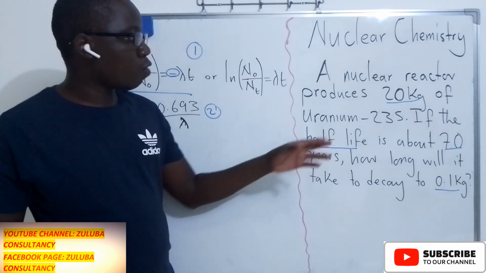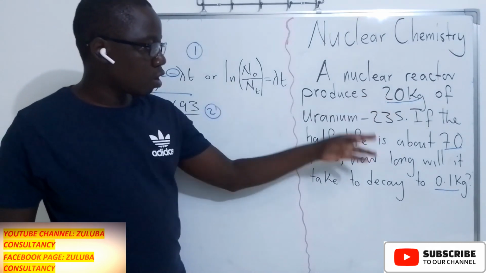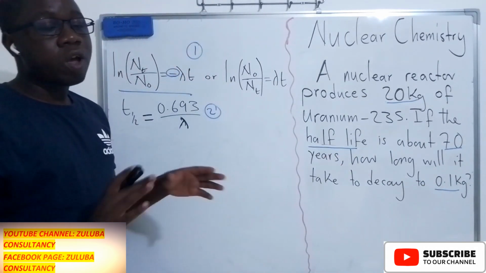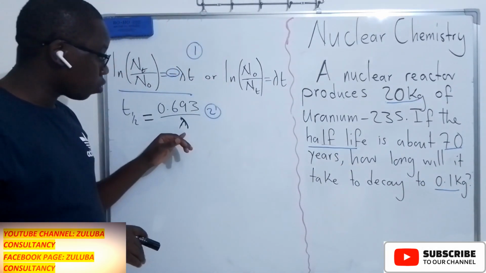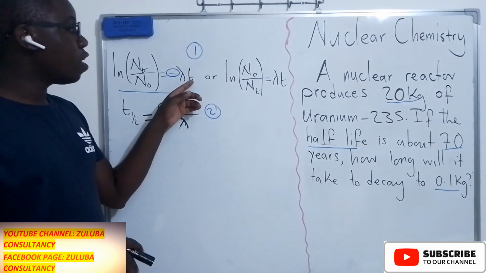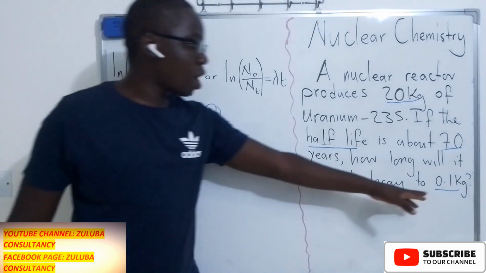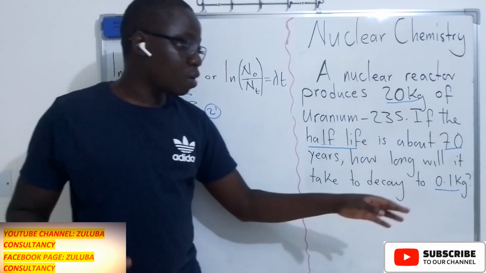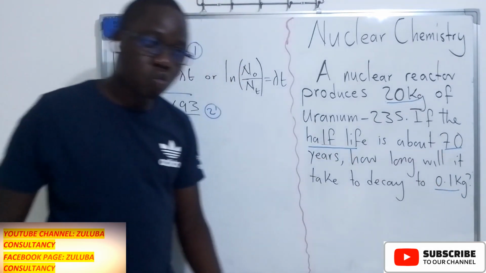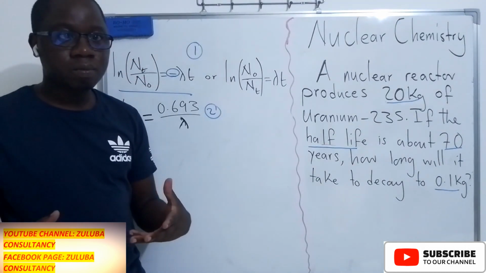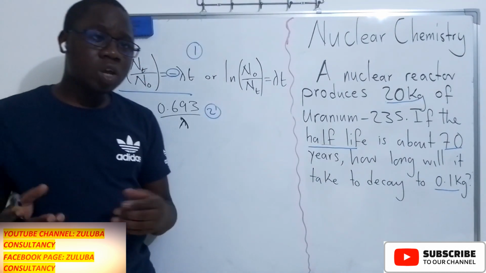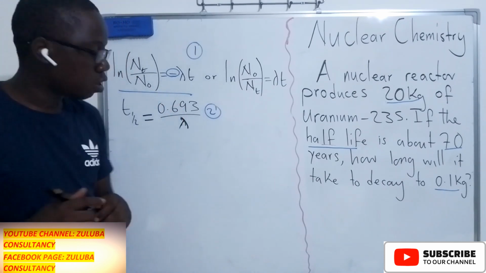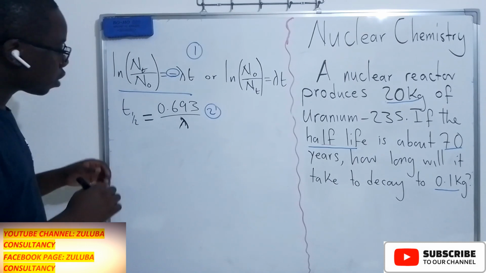From the question, we have been given the initial mass, the half-life, and the final mass. So we have not been given the rate constant and the time at which the mass was 0.1. In fact, the time at which the mass was 0.1, that's what the question is demanding. So the first thing we need to do is to find the rate constant. So how do we find the rate constant?